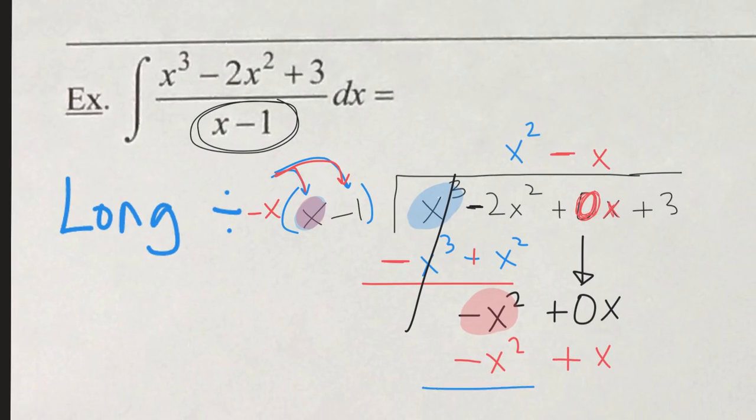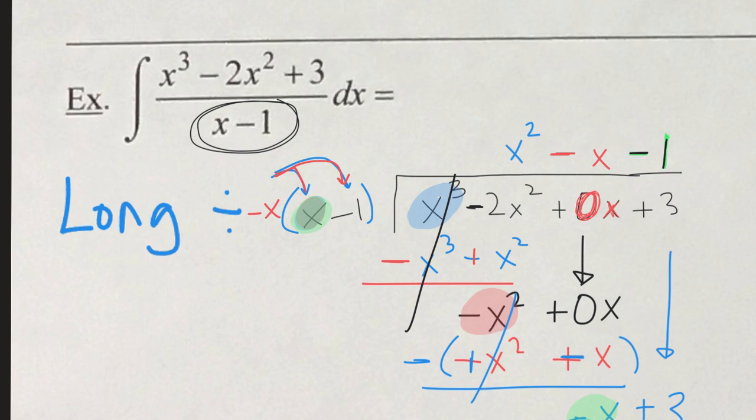And now I subtract. So this changes this sign to a plus, and that changes my second sign to a minus. X squared minus x squared is 0. This is negative x, and I drop down my plus 3. And I ask myself again, x times what is negative x? And the answer is minus 1.